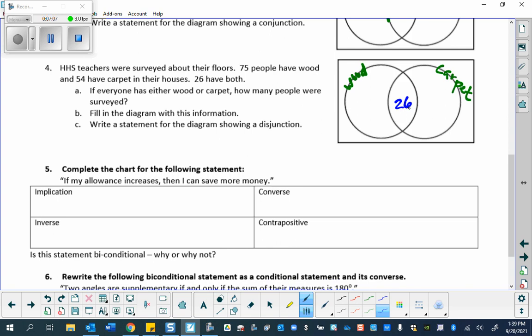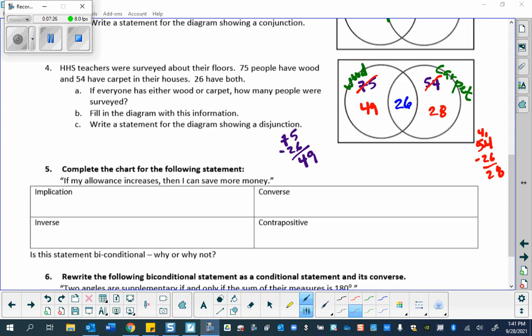So with your partner, I'd like you to have a conversation. If everybody has either wood or carpet, how many people were surveyed? Fill the diagram in with the information and then write a statement showing the disjunction. And your mark is set. Turn to your partner, say, let's go.